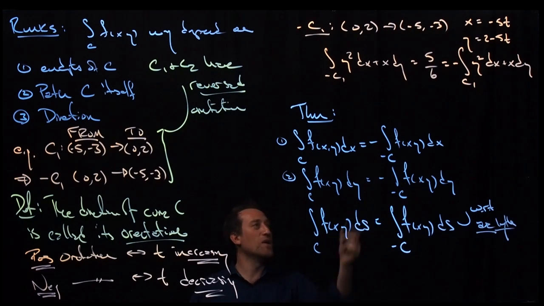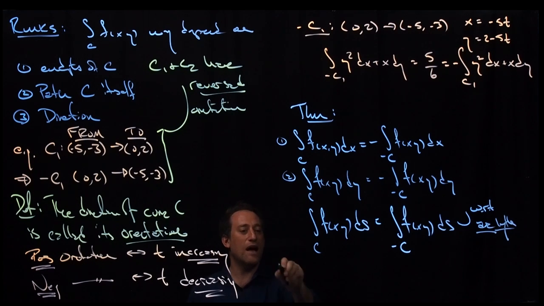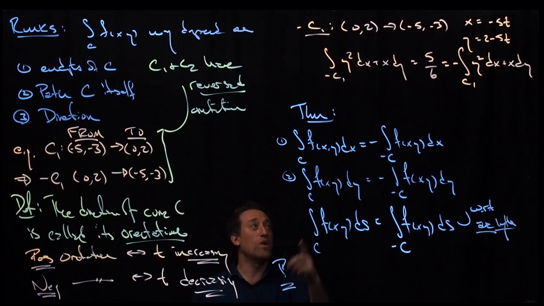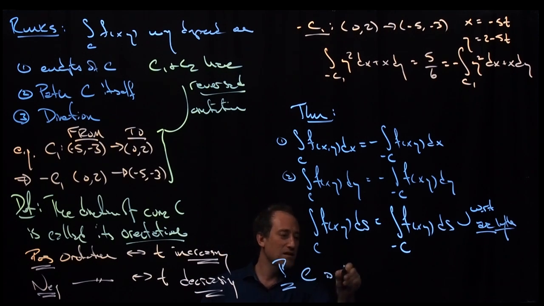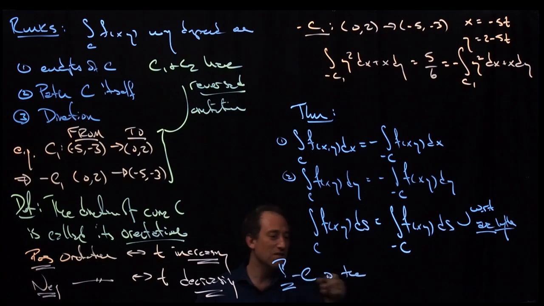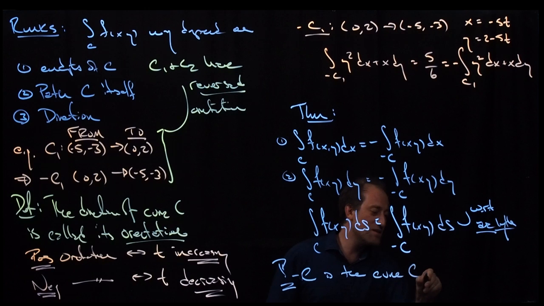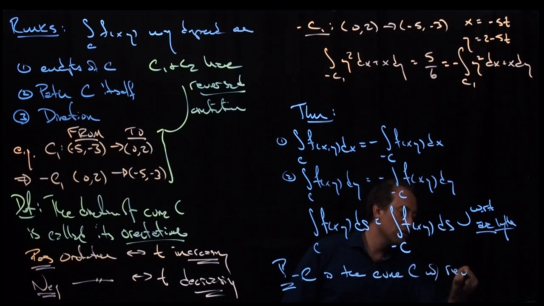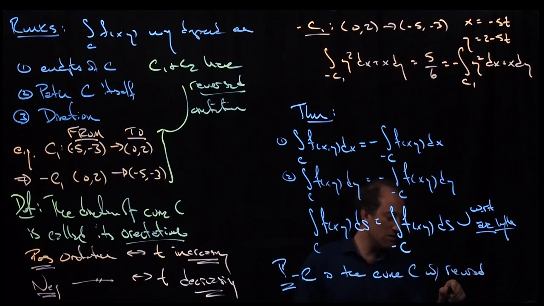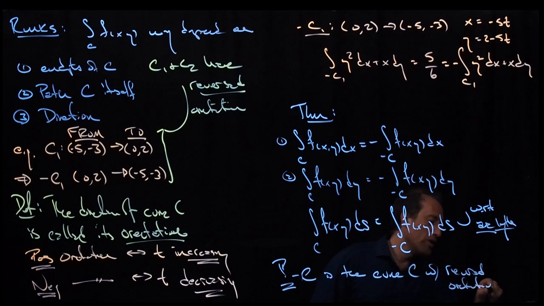And here, just to be absolutely clear, I'm using the notation I established there. When I say negative C, I mean C backwards. So negative C is the curve C with reversed orientation.